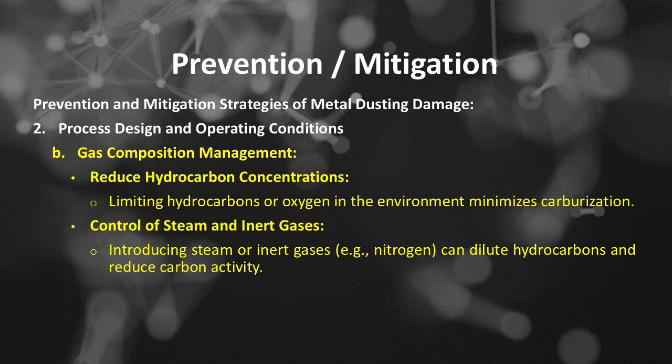Number B of the process design and operating conditions is gas composition management. Number A, reduce hydrocarbon concentrations. Limiting hydrocarbons or oxygen in the environment minimizes carburization. Number B, control of steam and inert gases. Introducing steam or inert gases such as nitrogen can dilute hydrocarbons and reduce carbon activity.